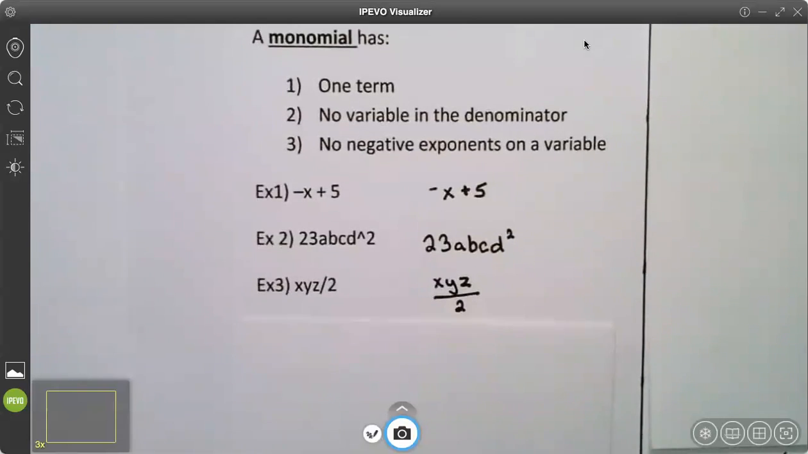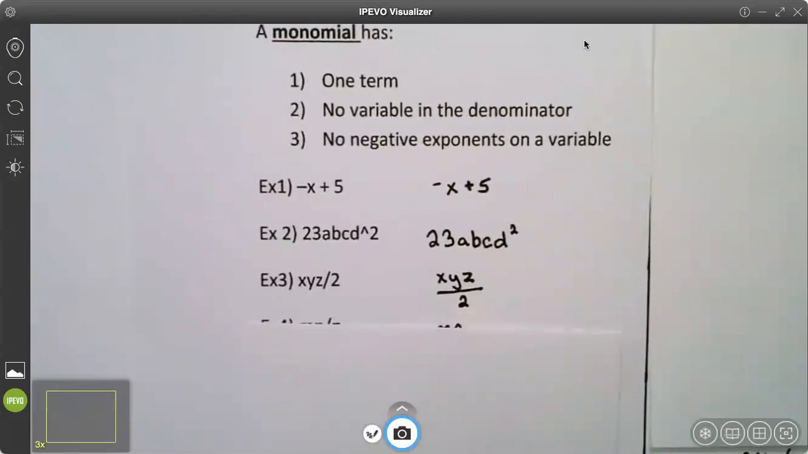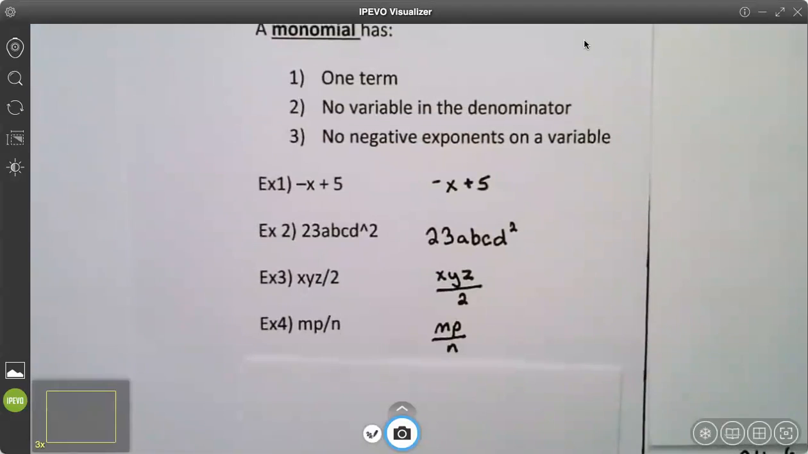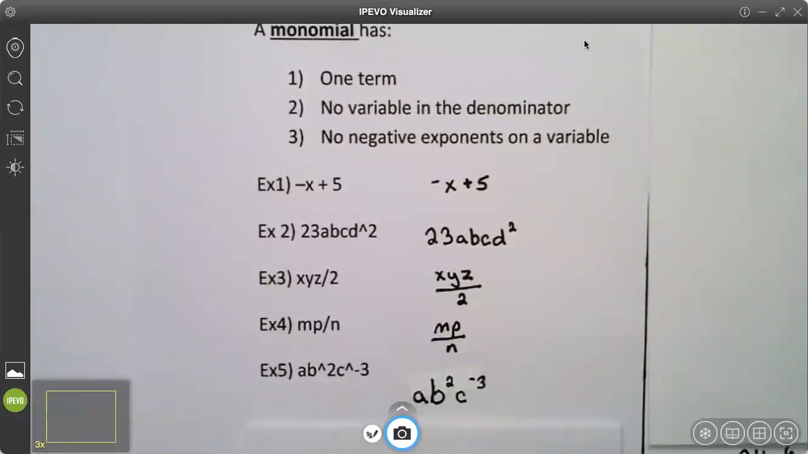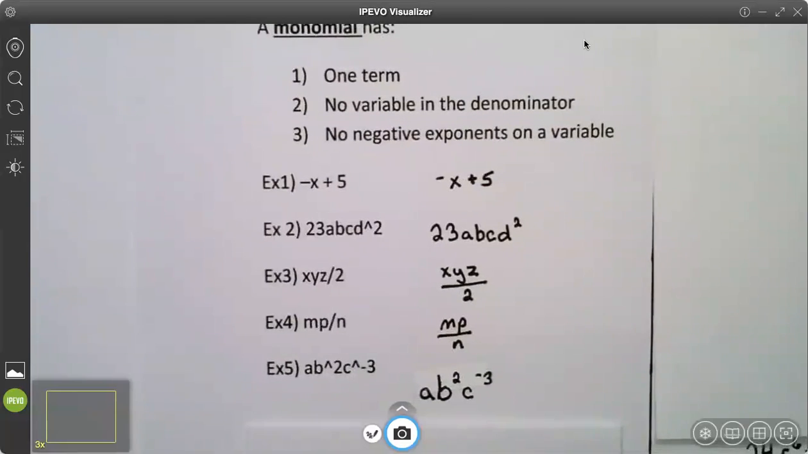Example 3, is this a monomial? Yes, one term fits all the descriptions. Example 4, is this a monomial? No, it has a variable in the denominator, the variable n. Example 5, is this a monomial? No, it has a negative exponent on the variable c. Later, we're going to learn that that c to the negative 3 power would go down to the denominator, and then we would have a variable in the denominator.